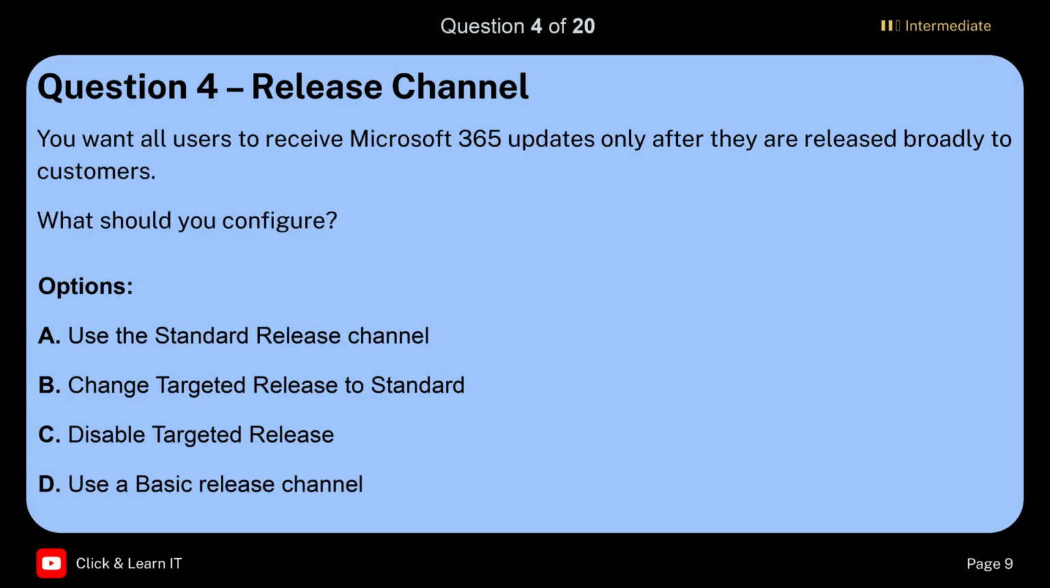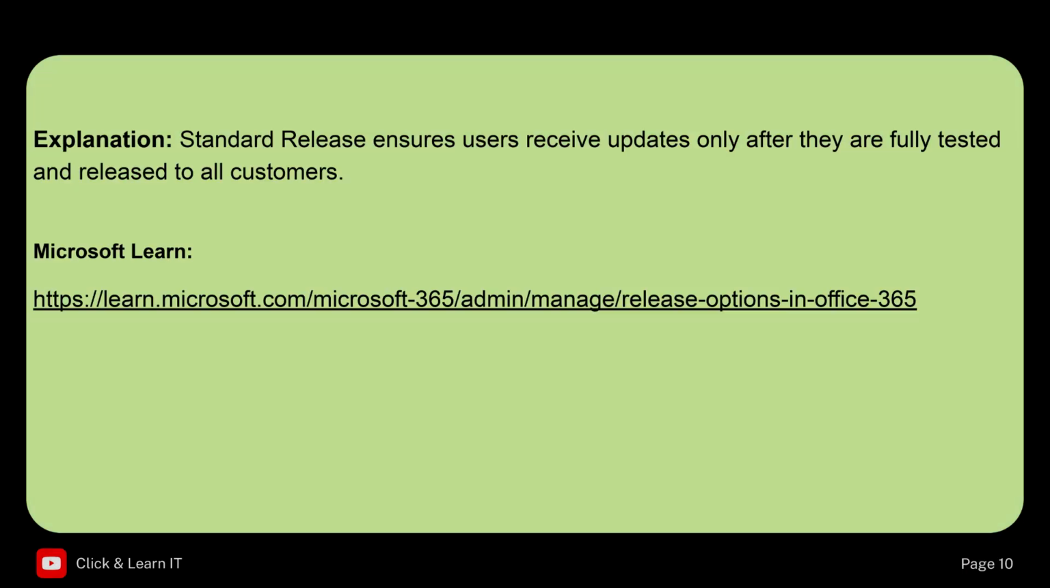Question 4. You want all users to receive Microsoft 365 updates only after they are released broadly to customers. What should you configure? The correct answer is A. Use the standard release channel. Standard release ensures updates are fully tested and released to all customers before users receive them.